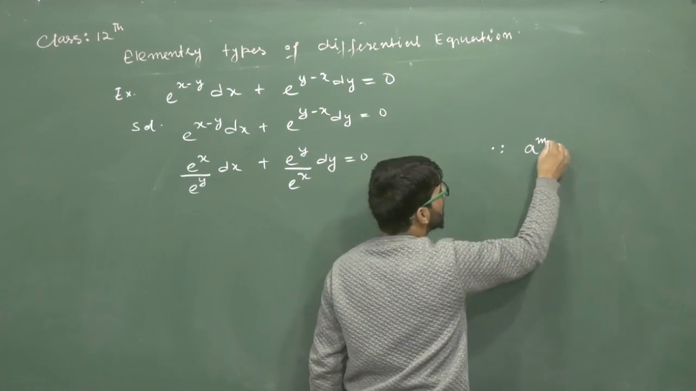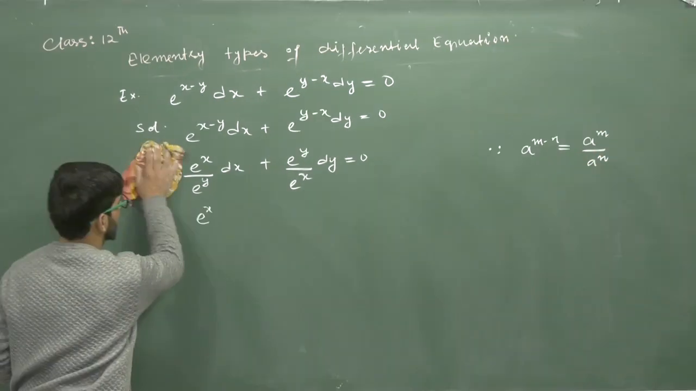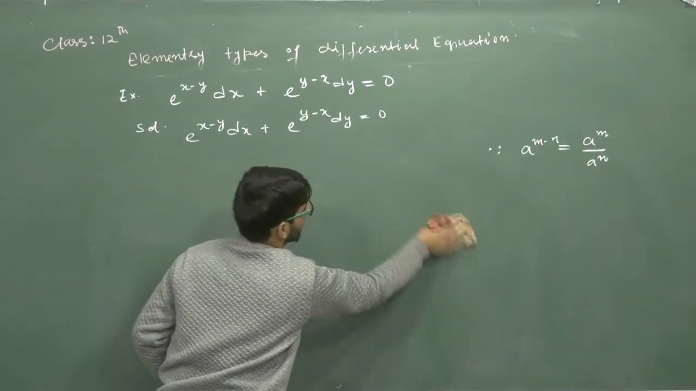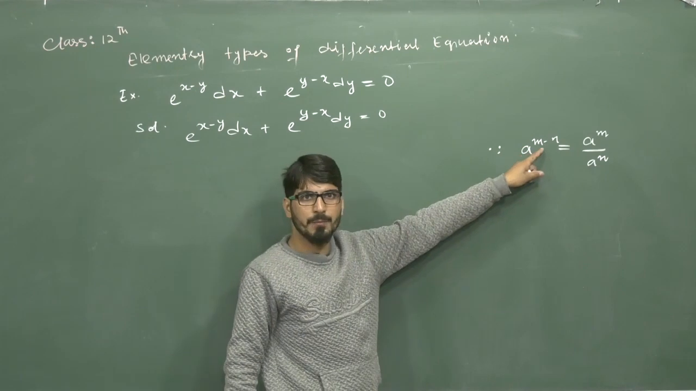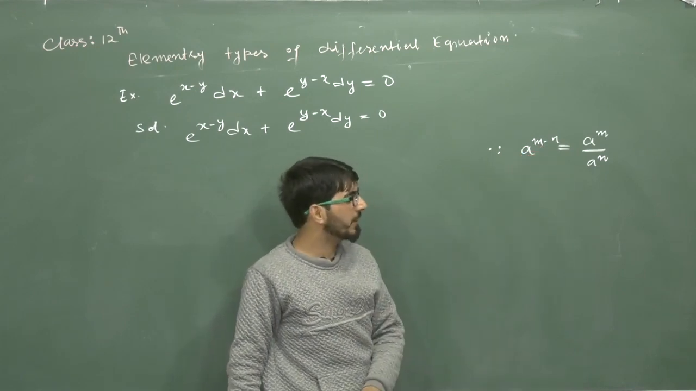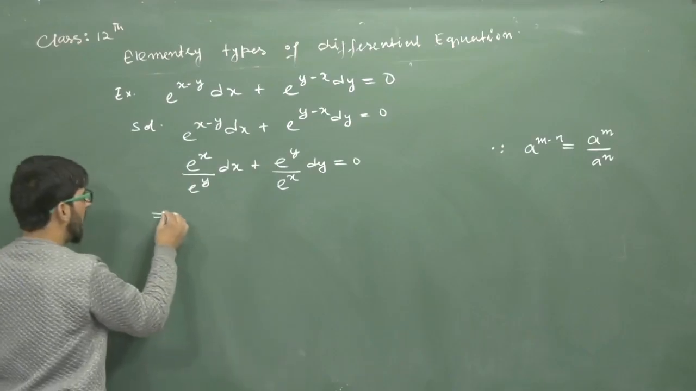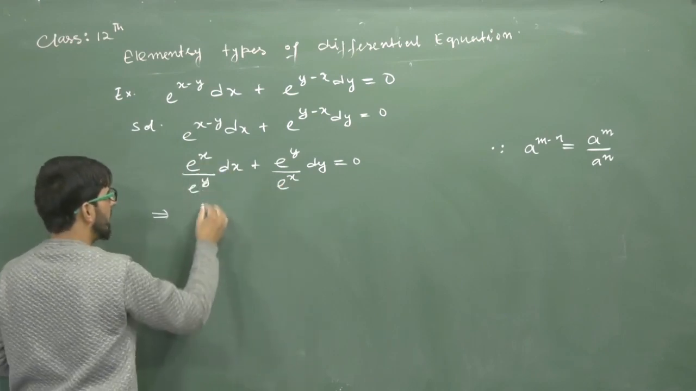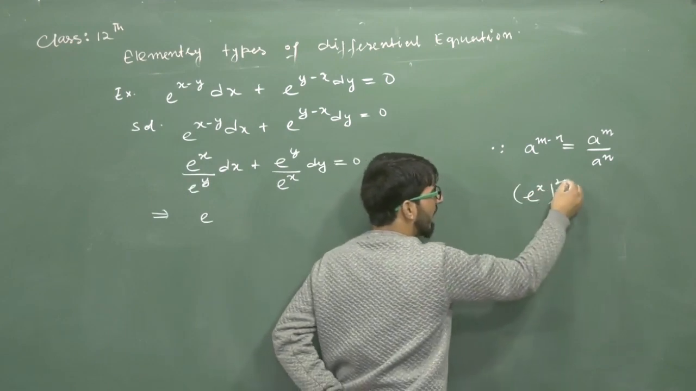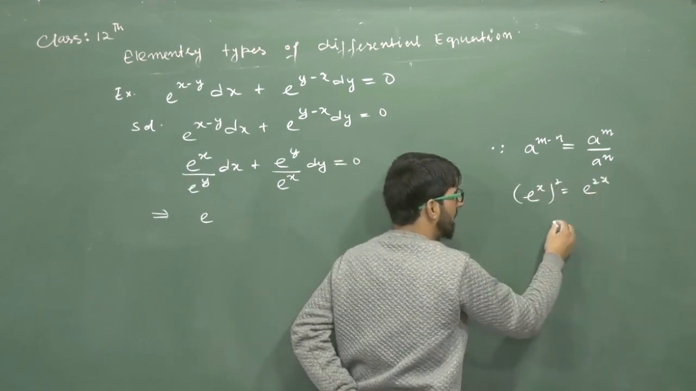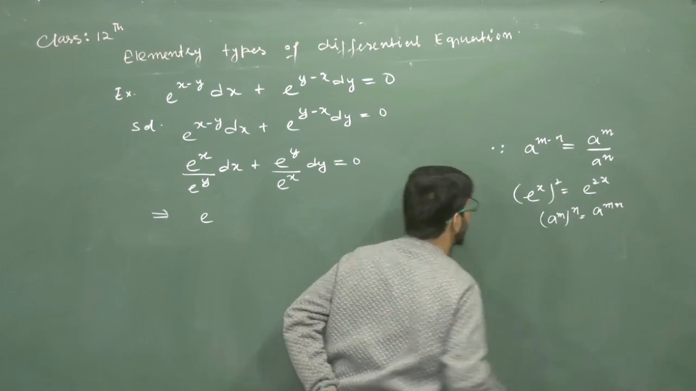a raised to power (m - n) can be written as a^m divided by a^n. So as we know that a^(m - n) is equal to a^m divided by a^n, we apply this formula here. So which implies, if we cross multiply here, this is e^x squared, that is (e^x) whole squared, which is the same as e^(2x), because (a^m)^n is equal to a^(mn).